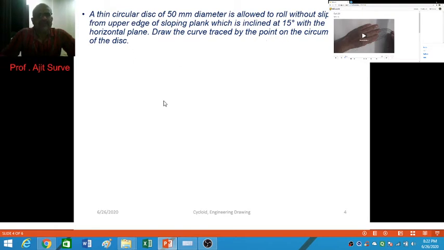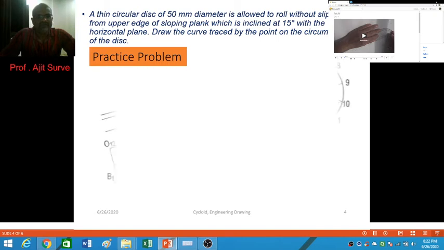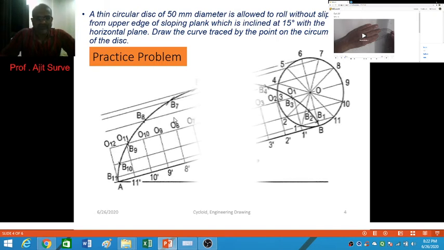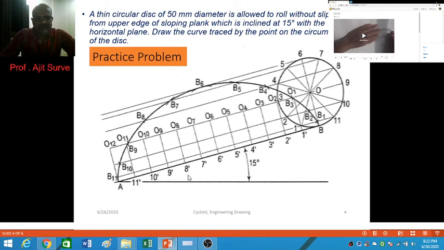Okay. Now what is the solution? Solution of this problem I am displaying here, but you have to redraw this solution by using the method whatever I explain you. What is the difference here? Difference is here only you have to make this line inclined. Other procedure remains same, whereas this circle rolls down.